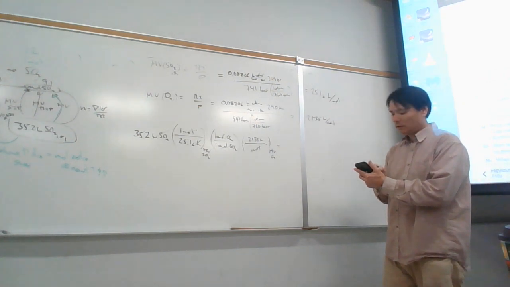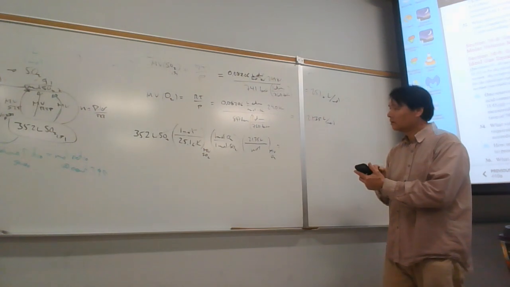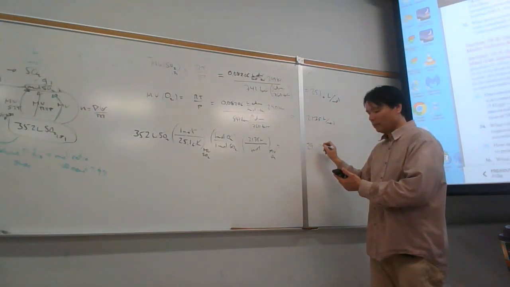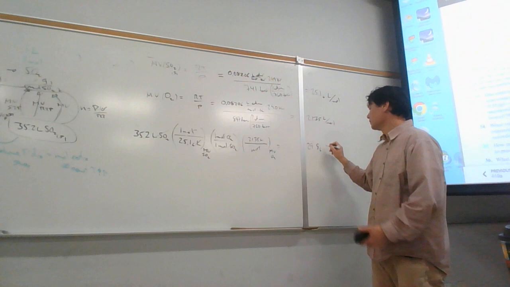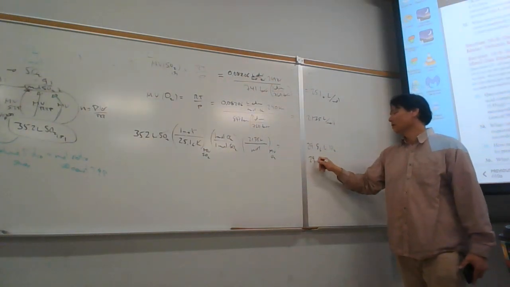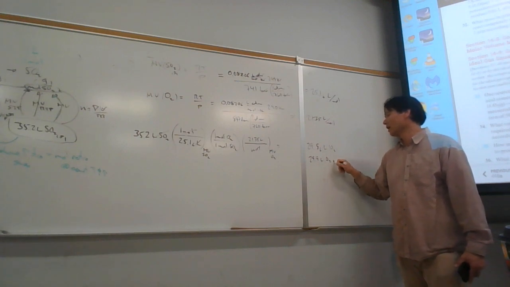35.2 divided by 25.16 times 21.35. This is going to give us 29.86 liters of O2 under those conditions. To 3 sig figs, it's going to be 29.9 liters of O2 gas.